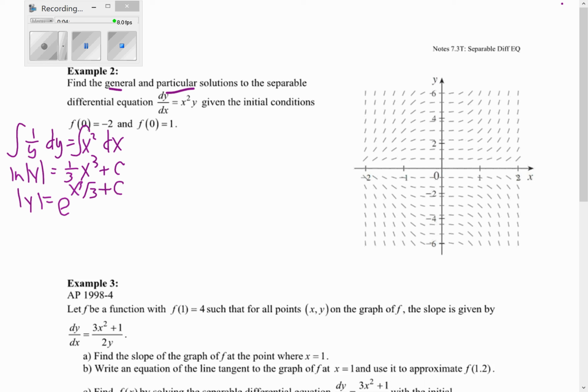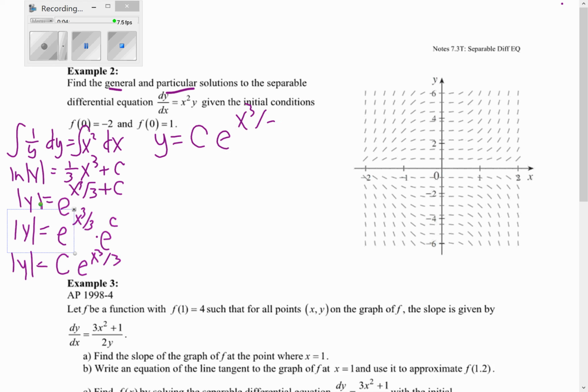Here's a neat property with logs. Another way to write this is e to the x cubed over 3 times e to the c. This is properties of exponents. Now, e to the c is just a constant. So I can write a big old constant times e to the x cubed over 3. That constant can be positive or negative, so I won't need my absolute values anymore. So my general equation is this.